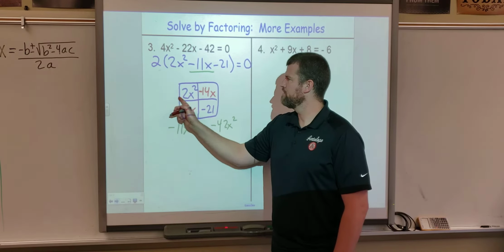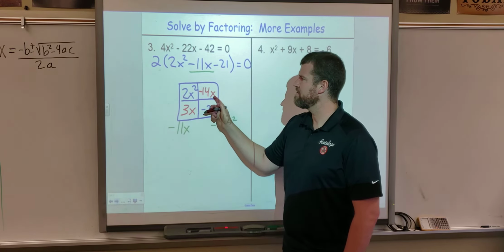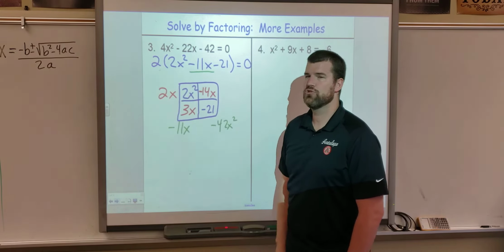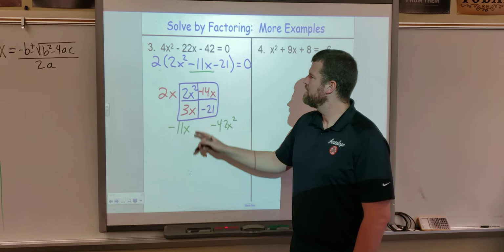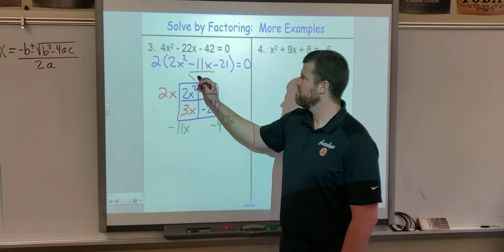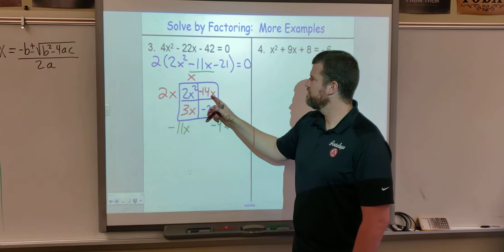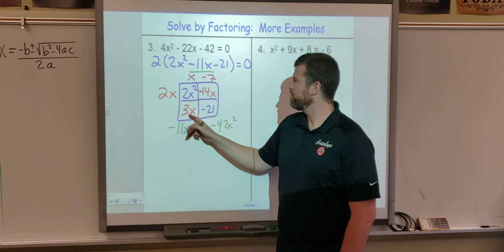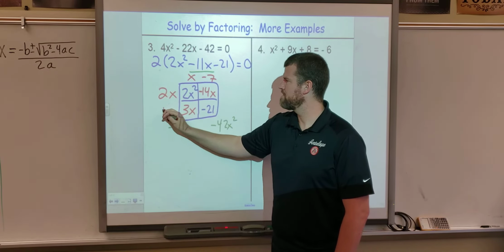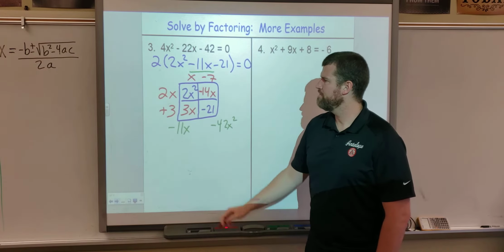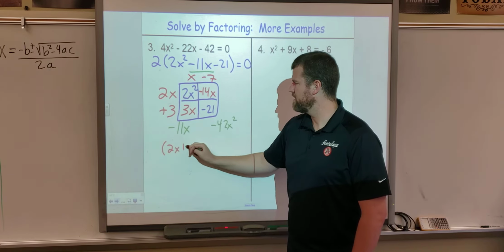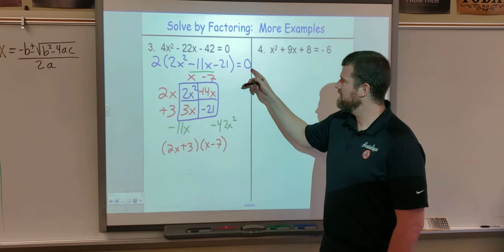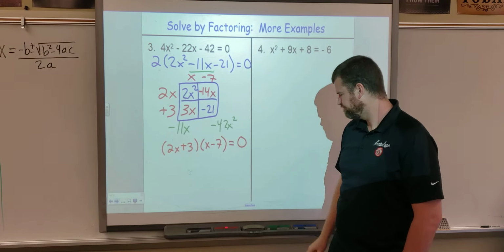Take out my common factor of the top row, which they both have x's, so I can take out x, and they're both even, so I can take out 2. So 2x is my GCF of the top row. To get 2x squared, I need 2x times x. To get negative 14x, I need 2x times negative 7. And to get 3x, I need x times positive 3. So we get final factors of 2x plus 3 times x minus 7. And since we're solving, equals 0.